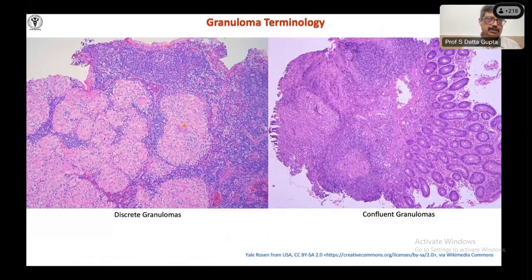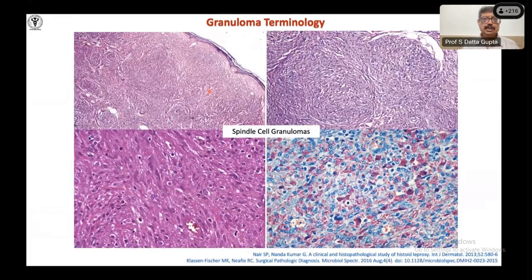Discrete granulomas are granulomas separated from each other. They are single giant cell systems. You have epithelioid cells and maybe one giant cell. Confluent granulomas are granulomas which join with each other with multiple giant cells. So this is typical of sarcoidosis. Then there are spindle cell granulomas, where macrophages become spindle cells and form a granuloma. Typical is histoid leprosy. Right?